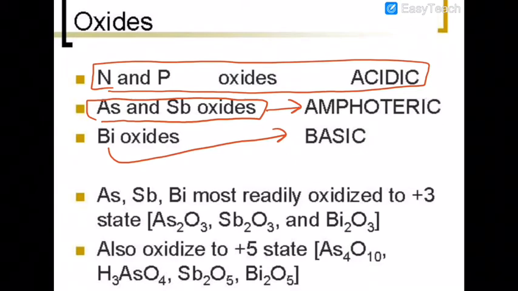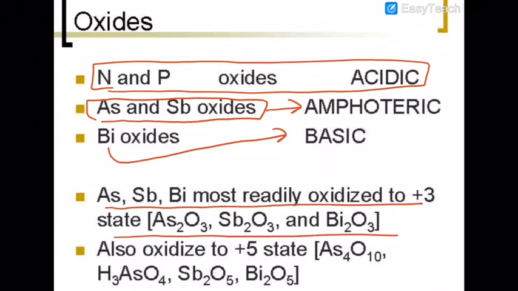Okay, so arsenic, antimony, and bismuth most readily oxidize to the +3 state. They can also oxidize to the +5 state. But nitrogen and phosphorus can directly transform into the +5 state. Remember that the higher the oxidation state, the more acidic the nature, like As2O3 and As2O5, or P4O10, that is the dimer of P2O5.